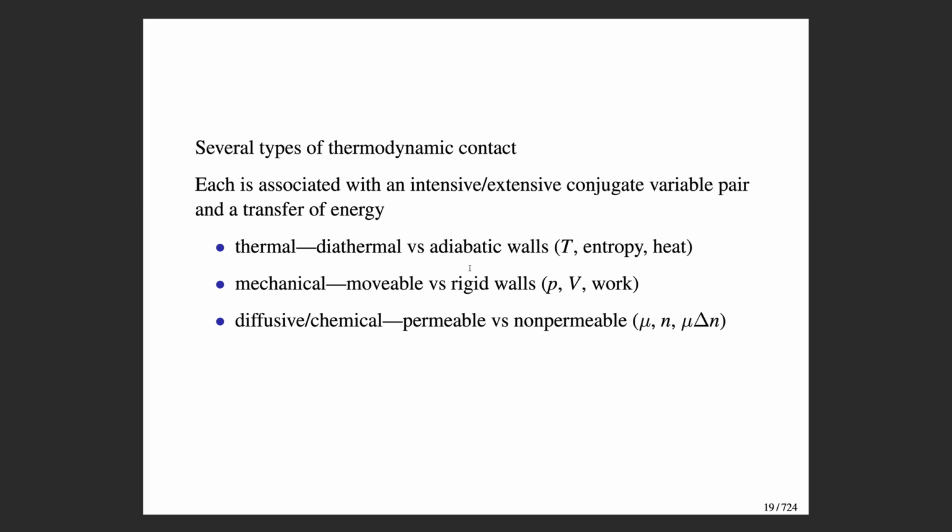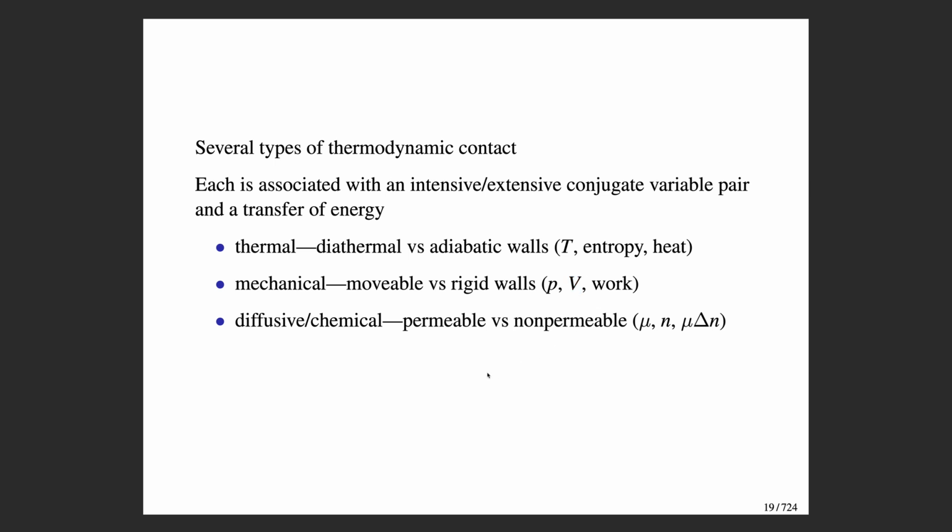For mechanical contact, that is when a system and surroundings are joined by a movable wall, here the variables that we consider are pressure and volume. Pressure is intensive, volume is extensive. When the pressure within the system is different than the pressure in the surroundings, what you're going to have is spontaneous change, and energy will be transferred between the system and surroundings via work. And that will continue until the internal pressure equals the external pressure, and as a consequence, the volume of the system and surroundings is going to change.